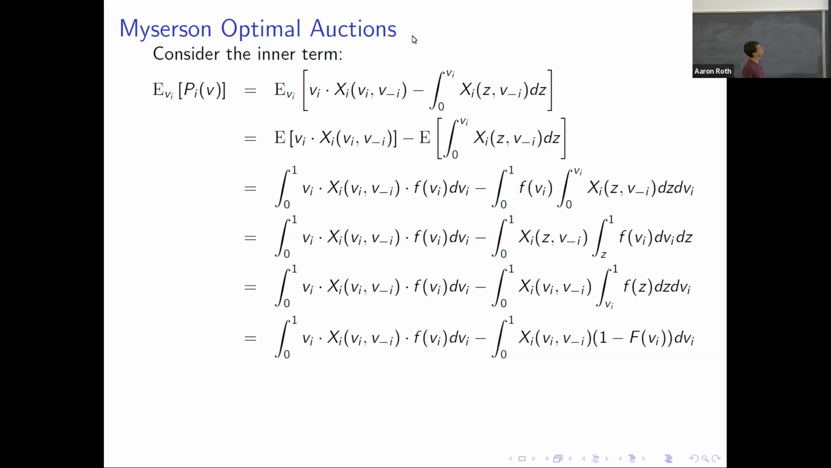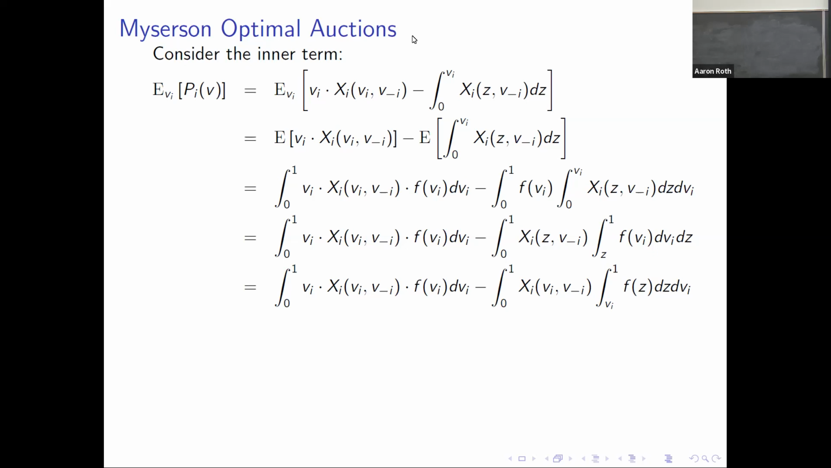Right, so let's maybe just simplify things. The simplification I just described is going to happen in 2 lines, not in 1 line. Forget that. Let's just simplify this now. What is this? Remember, f of z is the probability that your value is z. So integrating over all values you might have from vi to 1, that's just the probability that your value is bigger than vi.